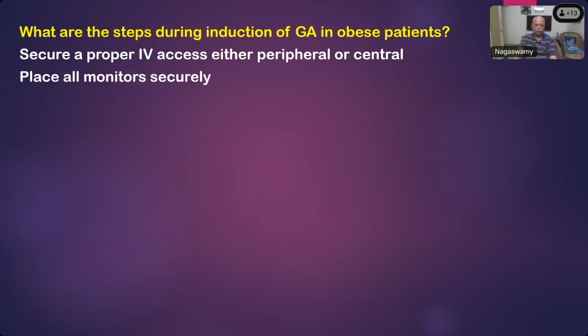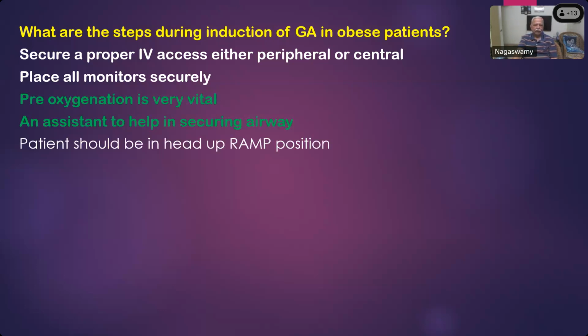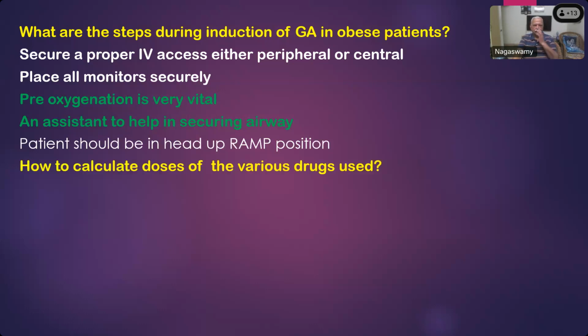Then place all monitors securely, because especially if there is a position change, unless you have fixed the ECG leads properly, there is a possibility they can get slipped and removed. Then pre-oxygenation is very, very vital before GA, and assistance to help in securing the airway is also very important. And the patient should be in the head-up ramp position. Those are the initial steps during induction.